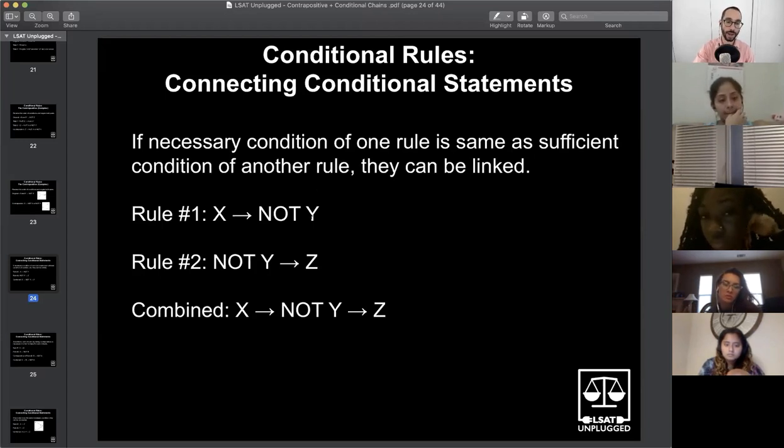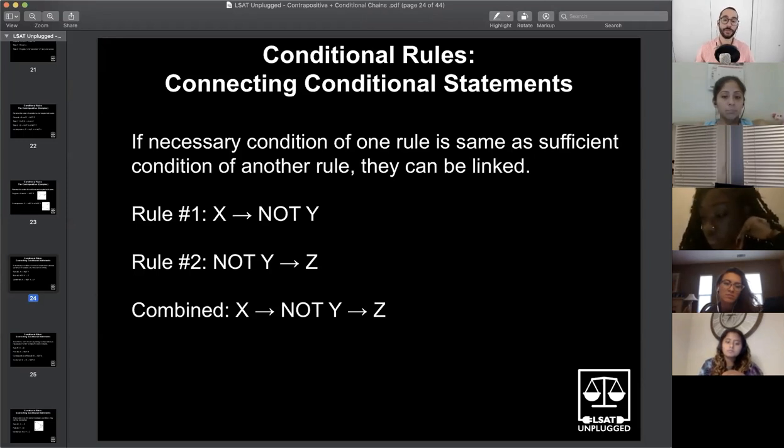So here we have not Y in the necessary of the first rule and in the sufficient of the second rule. So through, I think, what is called in formal logic the transitive property, and that's a formal logic term you don't need to know, you can link these together. X requires not Y, requires Z, which is what I would put on my diagram. It's what I would write out, the entire thing. I wouldn't simply say X requires Z because that's leaving out the not Y information. And there could be certain cases where that not Y information is actually useful.